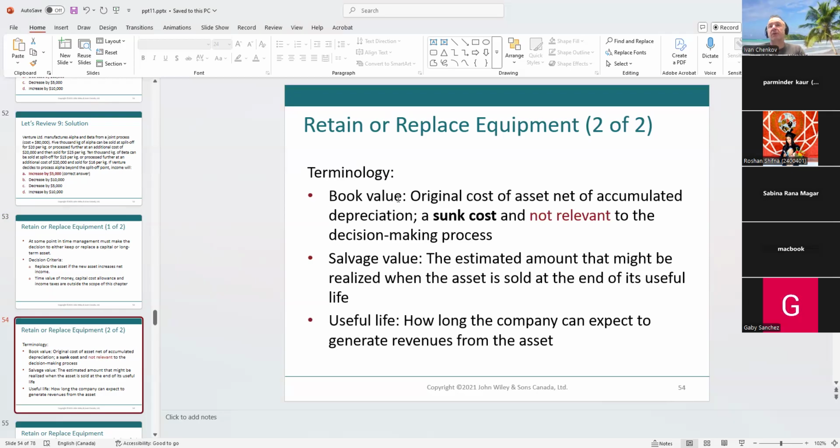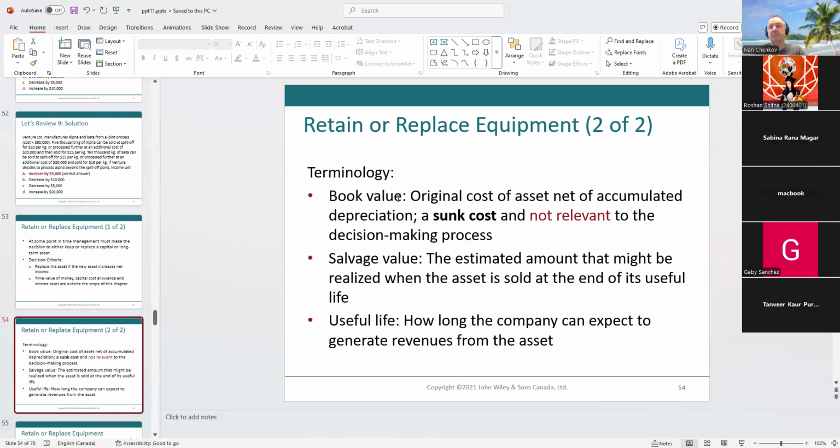Which is net after accumulated depreciation. The book value is the value of the asset at this moment, which will be the original cost minus the accumulated depreciation. It's a sunk cost. The book value will be a sunk cost because the original cost is not relevant for decision making. How much you paid doesn't matter.